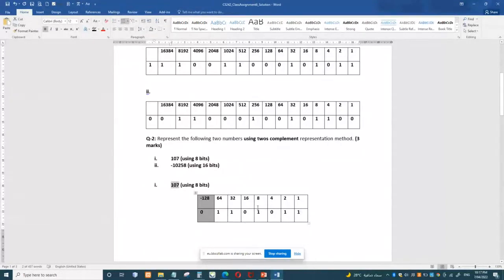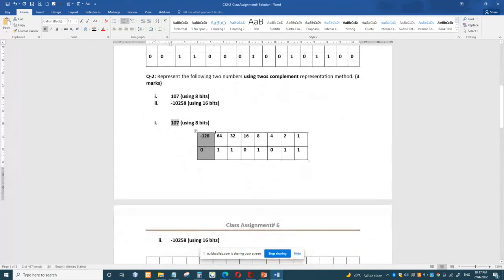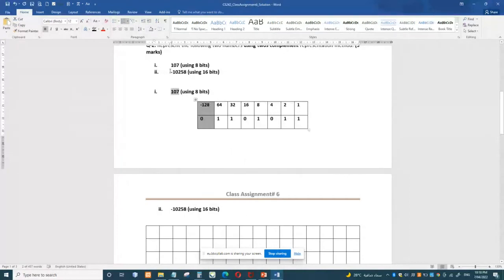Remember one thing: if you use the sign and magnitude representation, it is the same representation. There is no difference between the 2's complement representation and sign and magnitude when the number is positive. But just the method is a little bit different. We use the positional value, but usually in case of sign and magnitude, we don't take the positional value negative. So this is the one. Is there any question here? Can we go to the next topic? Clear. Okay, so the next number is minus 10,258.